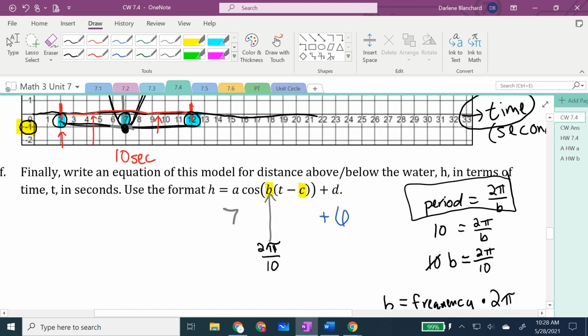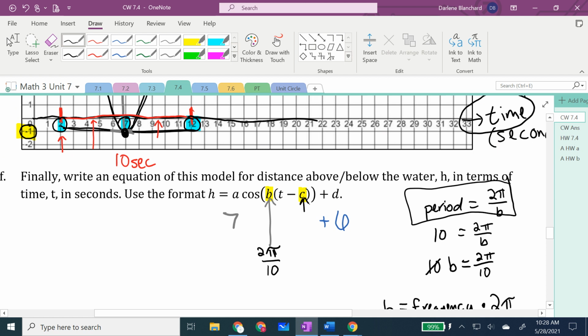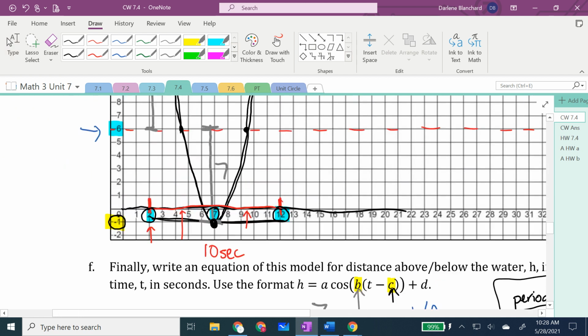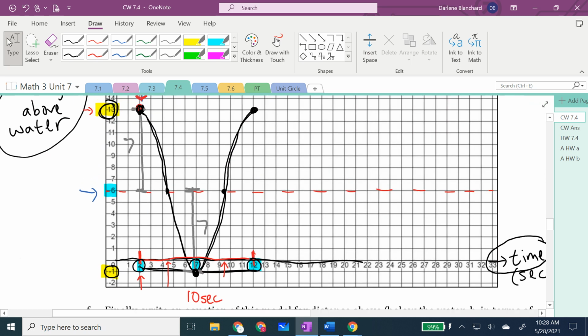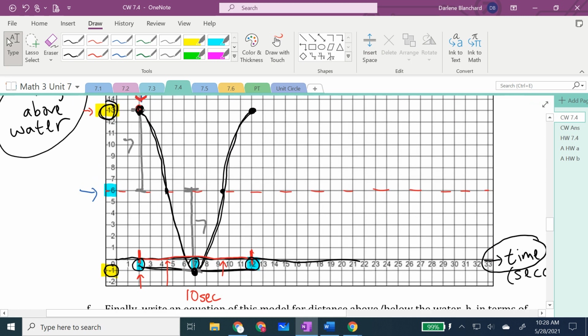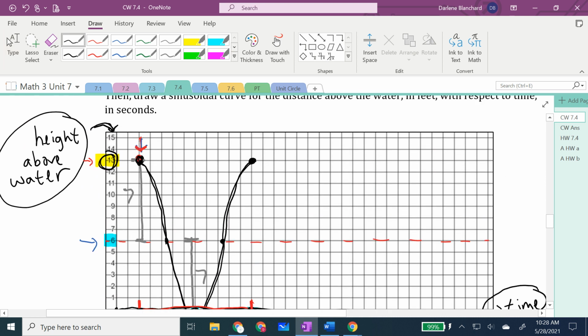Okay, then let's take a look at C. C is my horizontal shift. So it's looking at where does time begin. Now, time begins at an awkward place. But what I want to look at is, for my cosine graph, what is the time that I'm at my highest point? That time that I'm at my highest point is going to give me my horizontal shift.